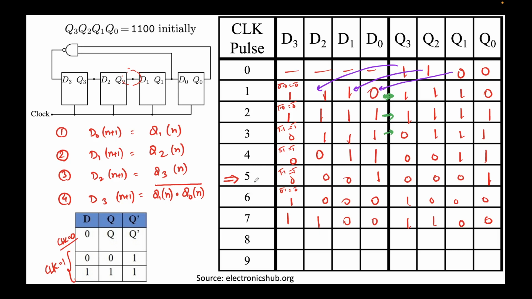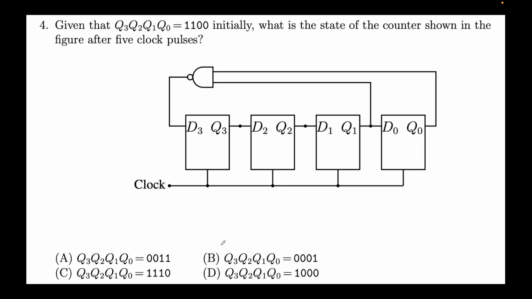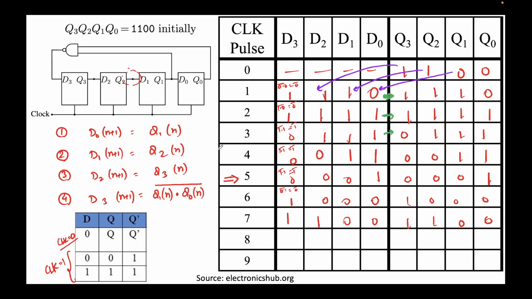But we are interested only in what's happening after the 5th clock edge, that is 0 0 0 1. So 0 0 0 1, that is our option B. That is the correct answer. So in this problem, we first saw how the truth table of a D flip-flop looks like, which is the truncated form over here.